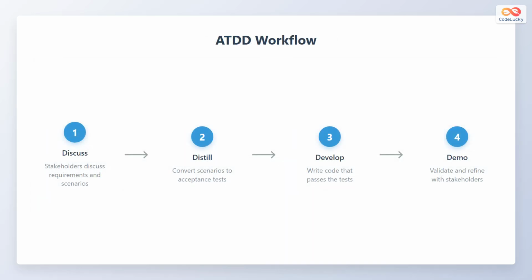The ATDD workflow involves 4 main steps. First, discuss. Stakeholders discuss requirements and scenarios. Second, distill. Convert scenarios to acceptance tests. Third, develop. Write code that passes the tests. Fourth, demo. Validate and refine with stakeholders.